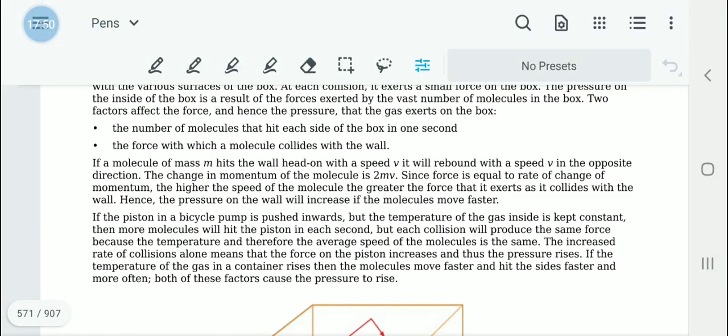Then if a molecule of mass m hits the wall head on with a speed v, it will rebound with a speed v in the opposite direction. The change in momentum of the molecule is 2mv, right? Since force is equal to the rate of change of momentum, the higher the speed of the molecule, the greater the force that it exerts when it collides with the wall. So the pressure on the wall will increase when the molecule is moving faster, just like I explained earlier.